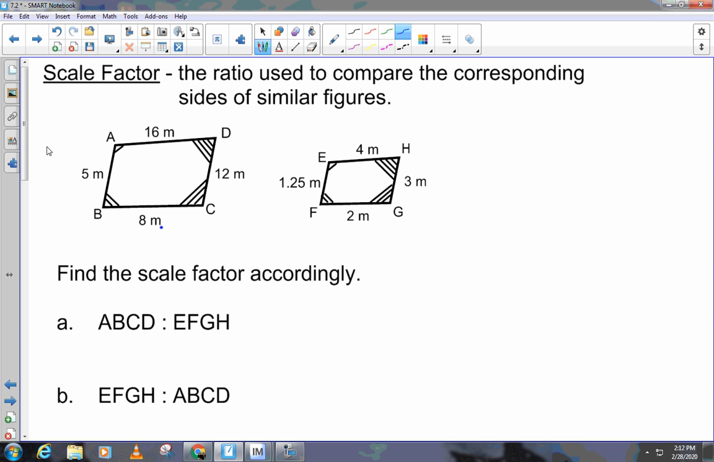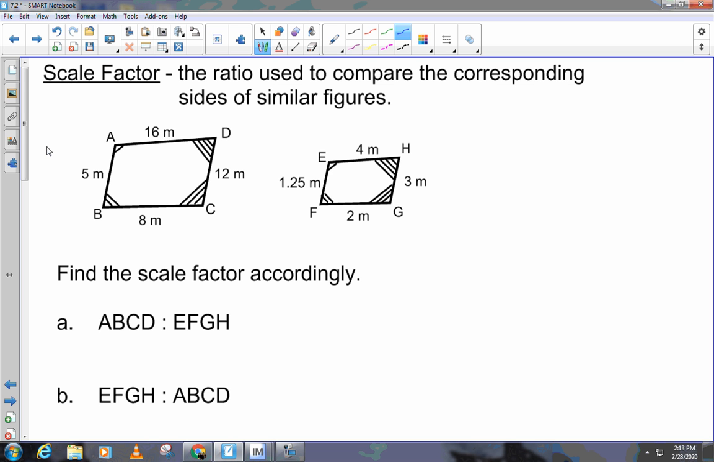Now, we talked about scale factor when we did dilations, right? And we said that it had to be image over pre-image, okay? But in similar figures, who's to say which one was the pre-image and which one was the image? So what you have to do with similar figures is you just have to give the scale factor however they ask for it, in that order. If it doesn't specify, then you can give it however you want to. But if it specifies A, B, C, D to E, F, G, H, that's the order that you have to give it.